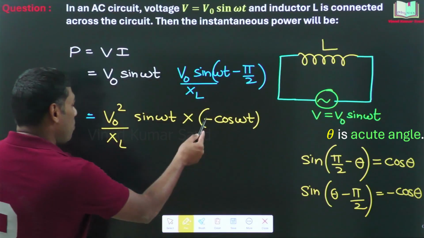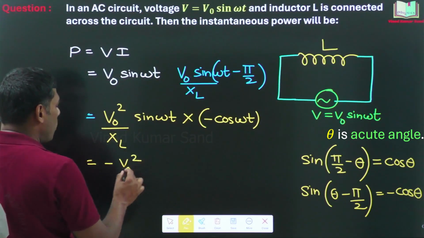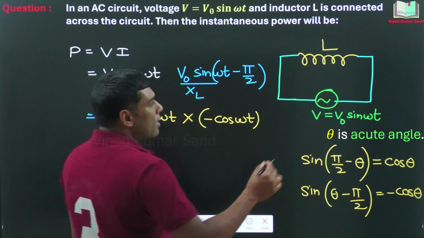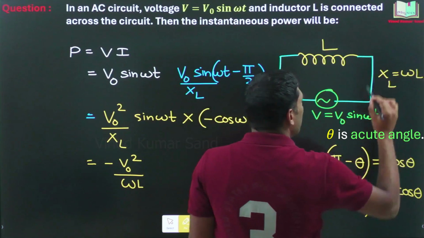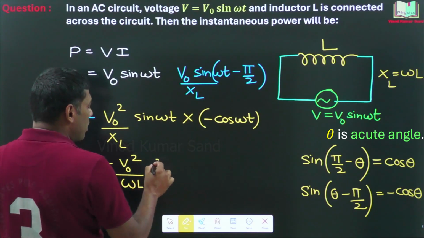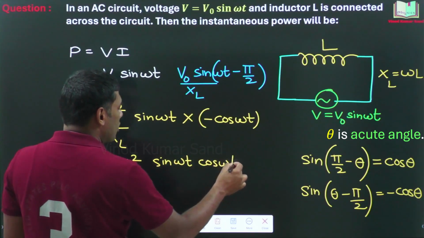Okay. So picking up that negative sign here, minus V0 square by XL can be written as omega into L. This we have read in the chapter alternating current. Now we are left with sine omega t and cos omega t in multiplication like this.